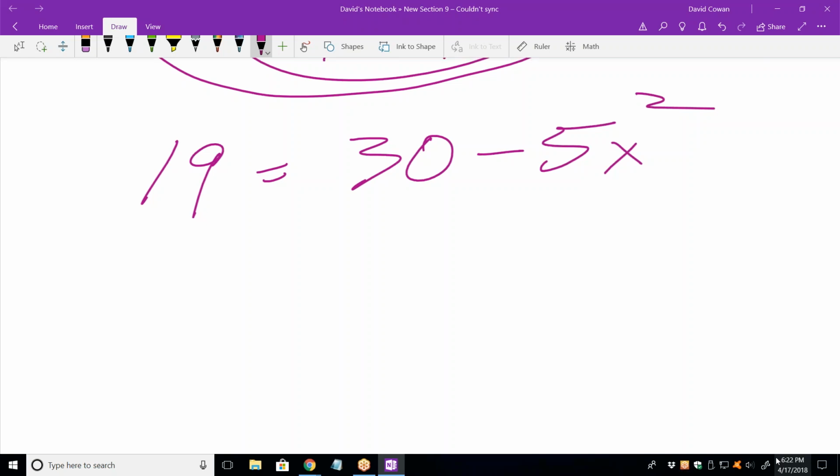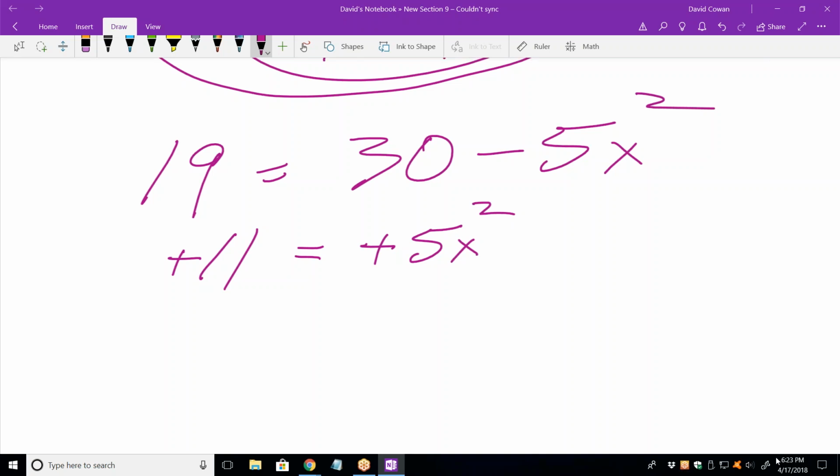Probably the right, because the 5x is already over there. Actually, there's nothing wrong with your answer. Minus 5x squared is what I have if I leave it on the right side. How did I get that? I subtracted 30 from both sides, which gives me minus 11 there. And now with a negative sign on both sides, I can divide both sides by negative 1. So 11 equals 5x squared.